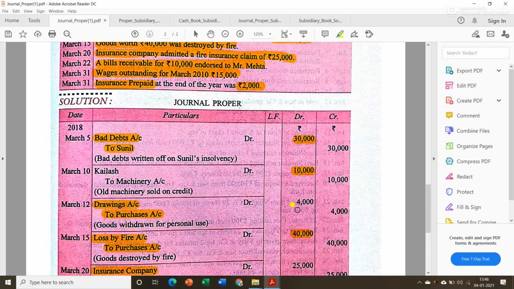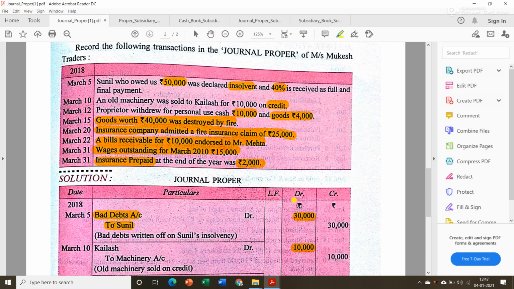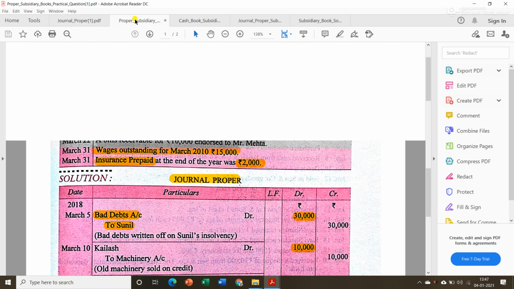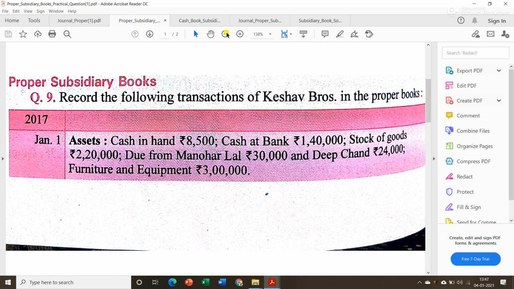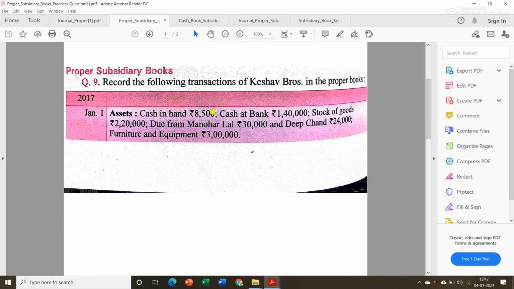Now you have to understand which entries will be recorded in which subsidiary book, and if you think that any particular entry you cannot record it in cash book, purchase book, sales book, purchase return book, sales return book, then those entry or those transaction will take part in journal proper. Now let us see one practical question, that is question number 9 in your book. Now in this question we have to prepare all the subsidiary books.